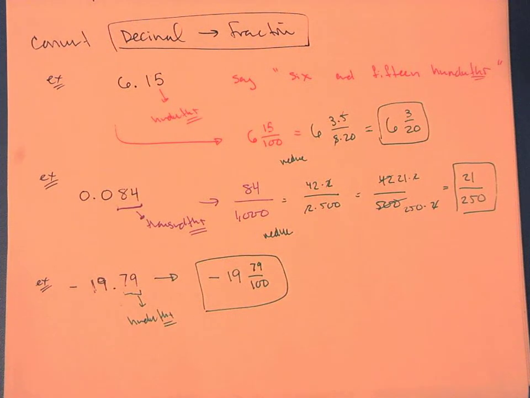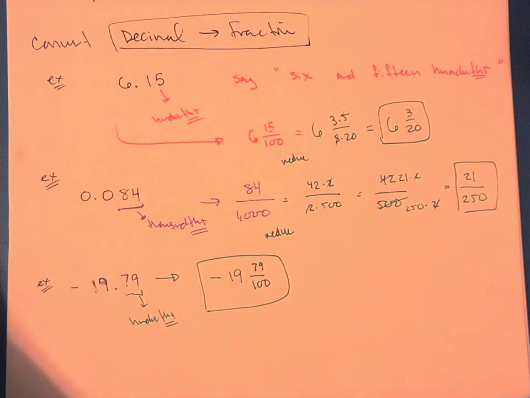And that's the basics of it. So doing these conversions really comes directly out of the names of the numbers. And the trick is just to reduce to lowest terms once we get the initial rewriting done.